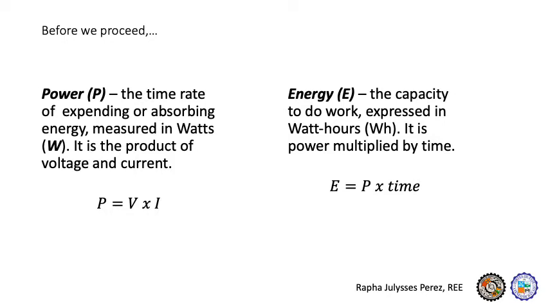To start with, power is basically the time rate of expending or absorbing energy, which is measured in watts. If you look at your phone charger or your electrical appliances, almost every electrical appliance has a power rating. This is important that you look at as a consumer, because that's what your expectations are in terms of how much electricity this particular appliance is consuming. Power is basically the product of voltage and current. Hence, you see the formula: power is equal to voltage times current.